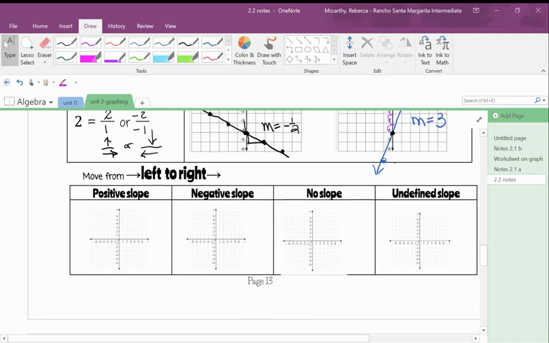Now just a recap of the names of them when I'm looking from left to right. When I have a positive slope, it means that direction. When I have a negative slope, it means this direction. And notice they go through the X and the Y, X and the Y. A no slope is nice and flat. And the undefined, that's my impossible mountain. There's no way I could climb that mountain on my bike.